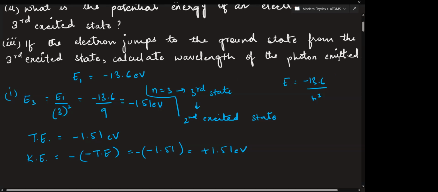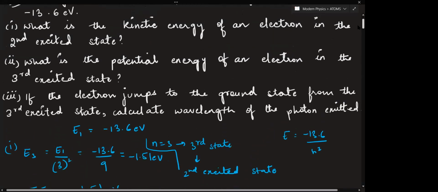Yes, ma'am. Okay. Now see, the second part says, what is the potential energy of an electron in the third excited state? Amalia, you tell me. What is the value of n for third excited state? Yes, Amalia.